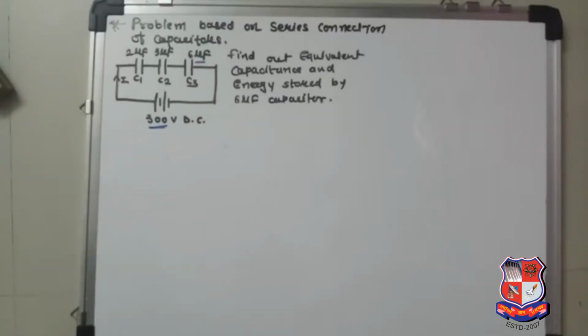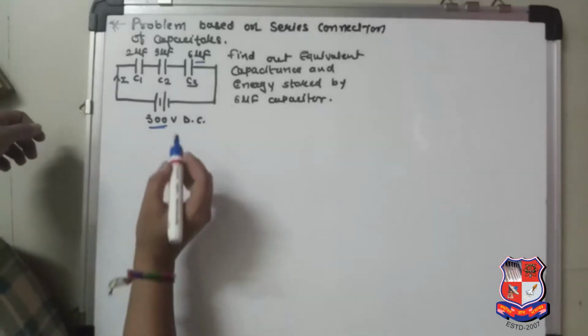Today we are going to solve one problem based on the series connection of capacitors. Now what is the series connection? Series connection means end to end connection. And what is the formula of the equivalent capacitance when capacitors are connected in series? If the capacitors are connected in series, then the reciprocal of the equivalent capacitance is equal to the algebraic sum of the reciprocals of the capacitance of each capacitor connected in series.